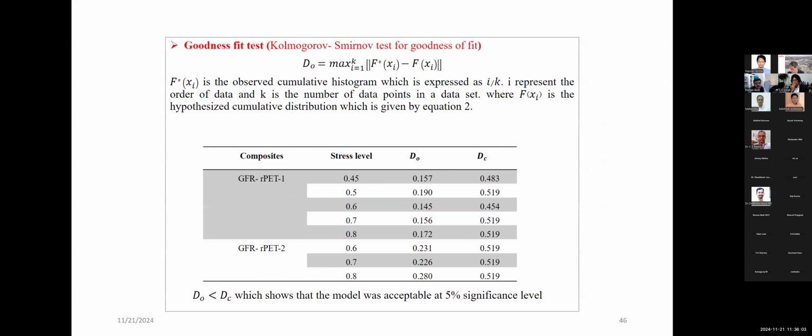Similarly, we talked about the goodness of fit tests in the morning session. So we used a Kolmogorov-Smirnov goodness of fit test to tell whether the data belongs to the Weibull distribution or not. This goodness of fit test tells us that the data belongs to the Weibull distribution. We started with the hypothesis and we have proved it right, that this spread can be modeled using the Weibull distribution.